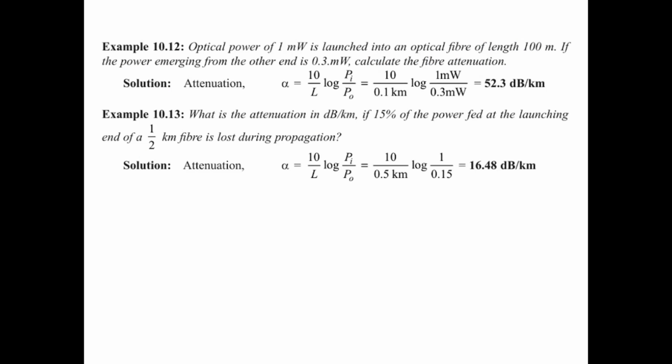Now we are going to go for two simple numericals. These two examples I have taken from the textbook of engineering physics. You may consider some other book for different types of numericals, but for the basics, these two numericals are most important. First, an optical power of 1 milliwatt is launched, that means this is your Pi, into an optical fiber of length L equal to 100 meter. If the power emerging from the other end is 0.3 milliwatt, that means Po is 0.3 milliwatt, calculate the fiber attenuation.